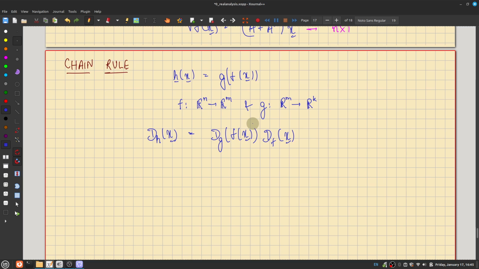Let's be a little careful and make sure that the dimensions all match, because after all, these are no longer real numbers, they are matrices. What are the dimensions of dg? This is a k cross m matrix. And what are the dimensions of df? This is an m by n matrix. And what should the dimension of dh be? This should be k cross n, and the product of these two is going to give you a k cross n matrix, so everything is fine.